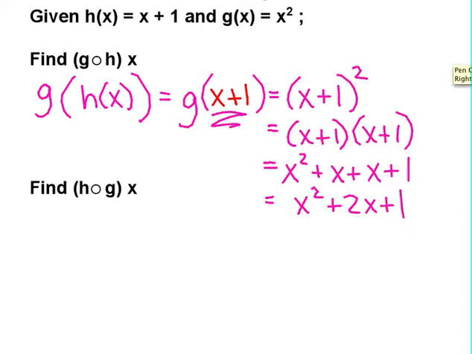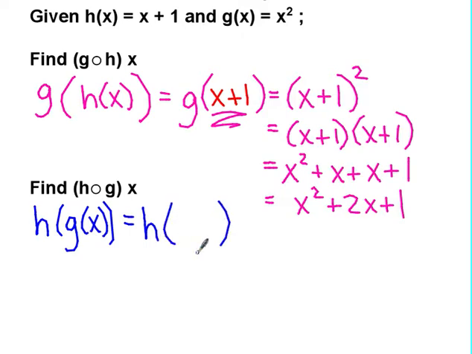Now it asks me to do h of g of x. That's h of g of x. So I ask myself, okay, h of what? H of g of x. So go up to the top of your screen. G of x is x squared, so I'm going to replace it. So I'm putting x squared into h.